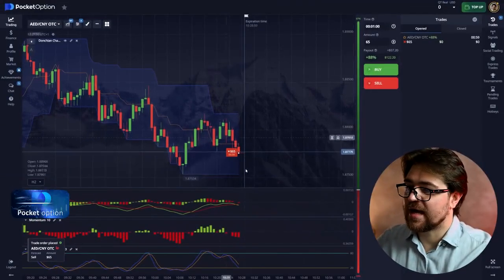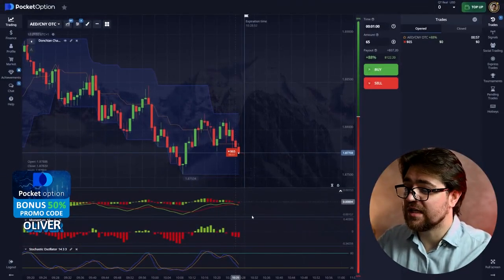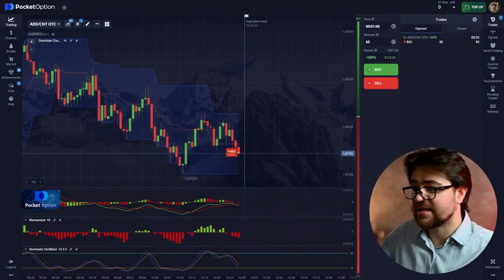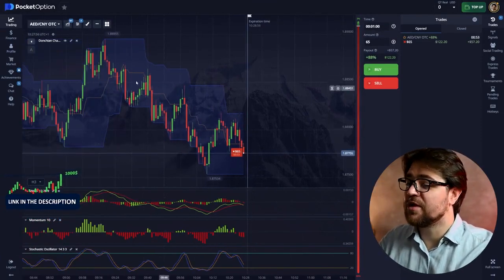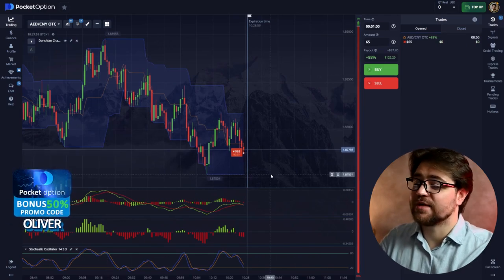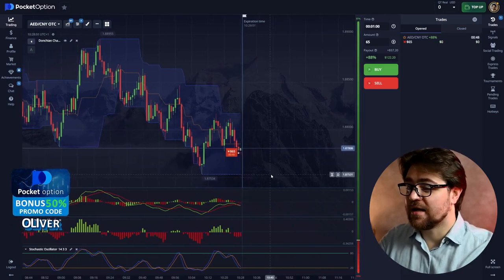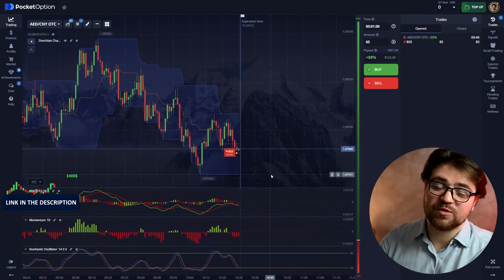Alright, so I'm going to go ahead and make an option down. As you can see, all the oscillators are showing us that indication, and I'm going to follow those because I also see a downtrend. And we'll wait a minute and see what happens, and we'll continue.